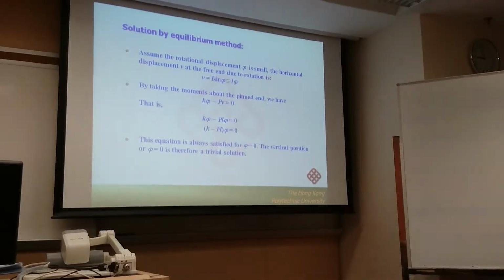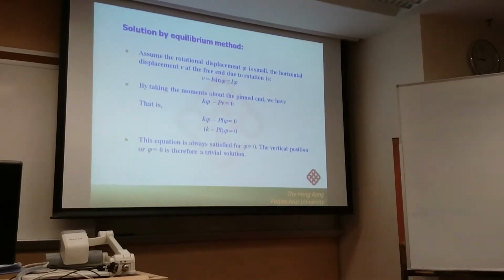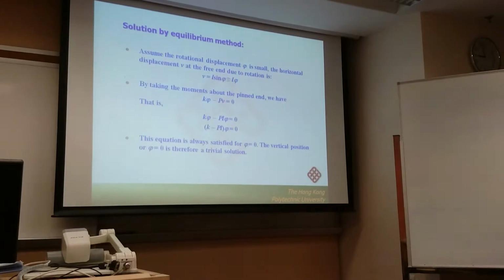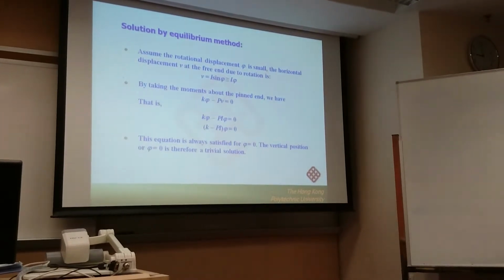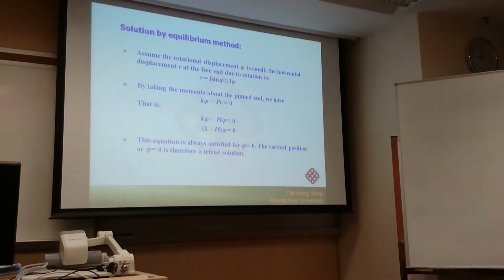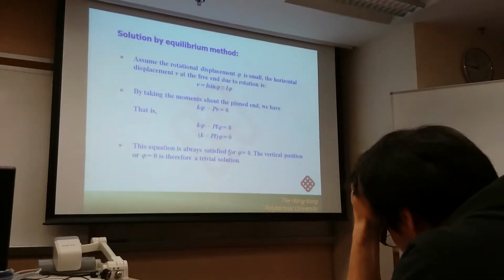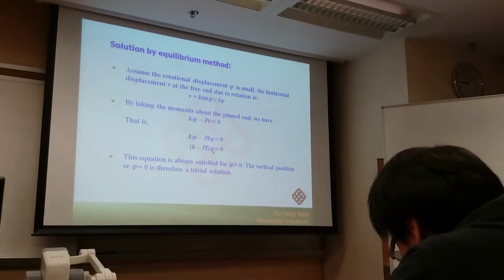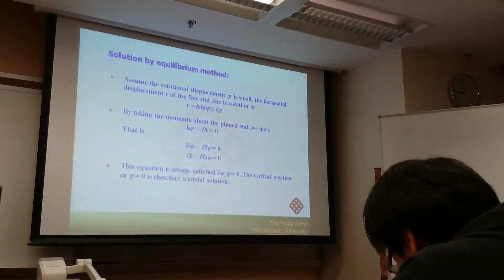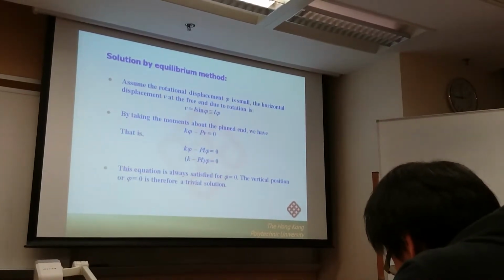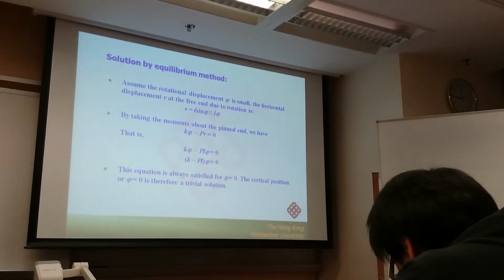So any response can satisfy the equilibrium equation. That means the response can be any value. So this is an unstable response, because the response can be 0 or infinite. Okay, and this response means the horizontal response, because this is a rotation, right? So this means the horizontal response.